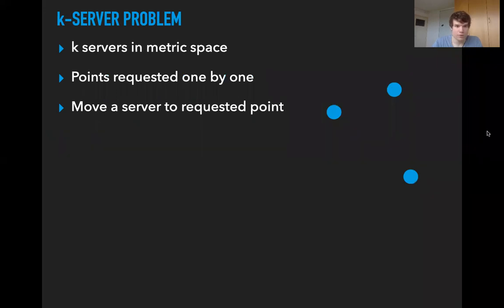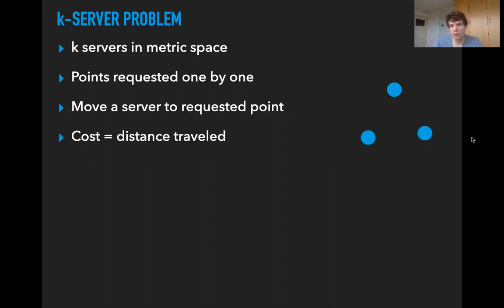So the K-server problem is defined as follows. We have a metric space, and we have K servers, in this example three servers, located in this metric space. And now points of this metric space are requested one by one. When a point is requested, the algorithm has to decide which of the 3 servers should move to that point. After the server has moved to the point, the next point will be requested. Again, the algorithm has to select one of the servers to move there, and so on. The goal of the algorithm is to minimize the total distance traveled. So the cost is the total distance traveled by all servers.